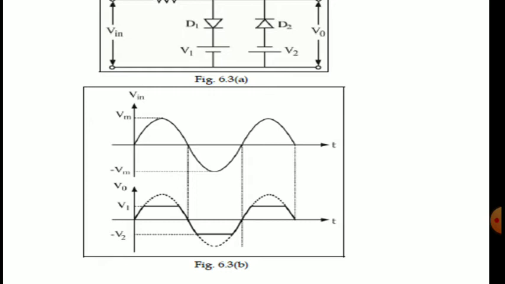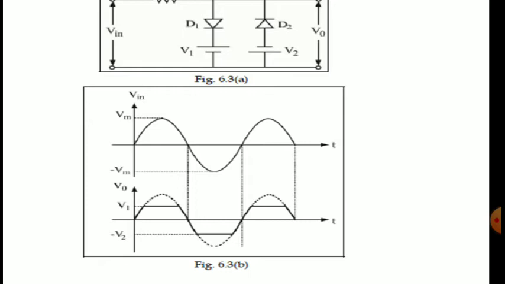After drawing, you can directly draw the output waveform. Below V1 and down to V2, the output waveform will remain the same as the input waveform. But above V1 it will be cut off and the level will be V1, and below V2 it will be cut off and equal to minus V2.